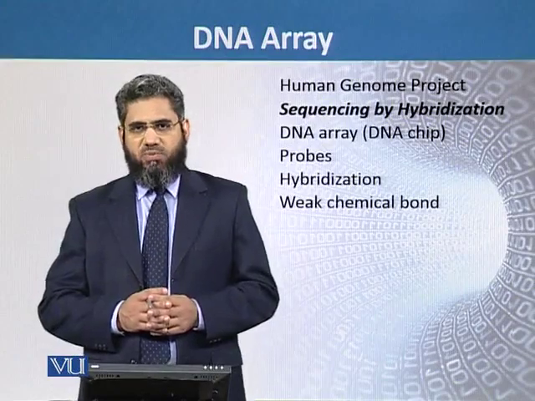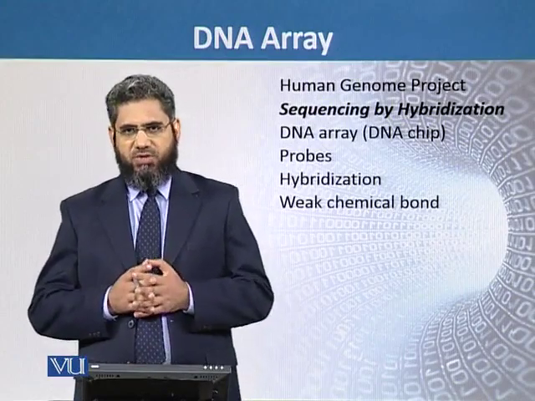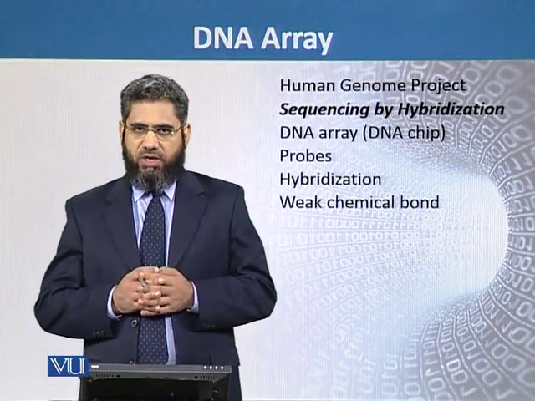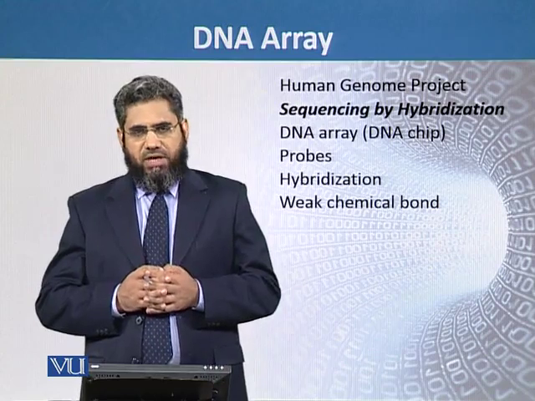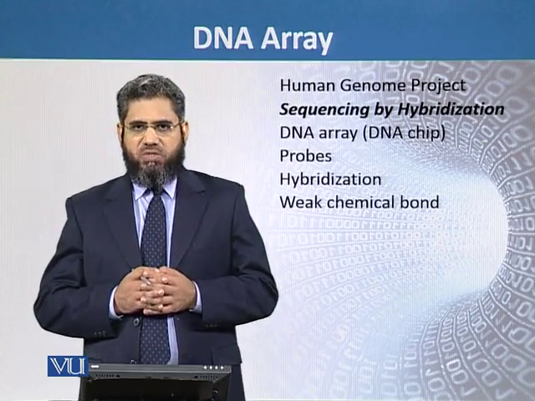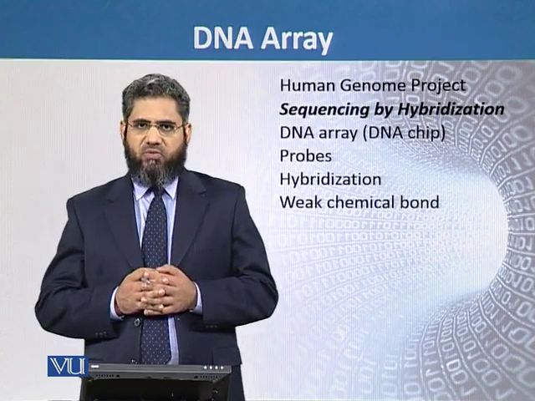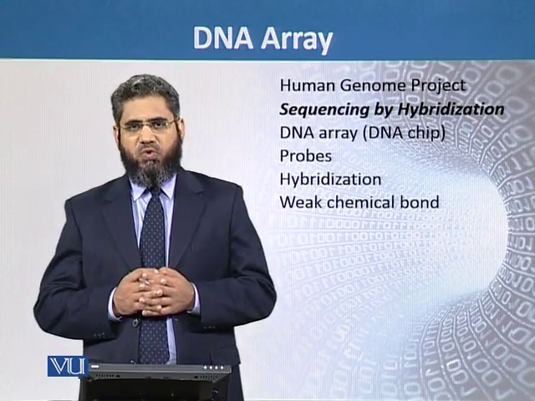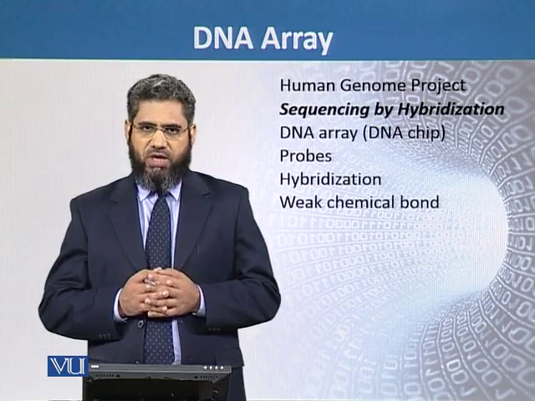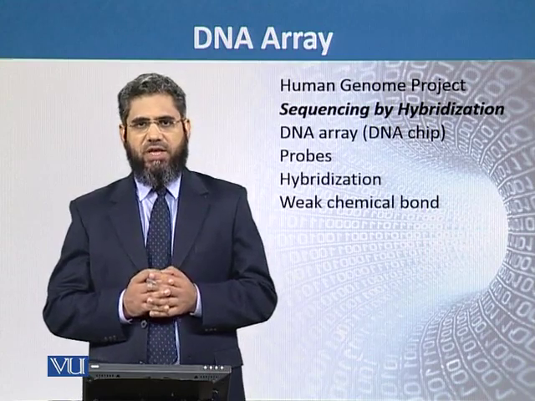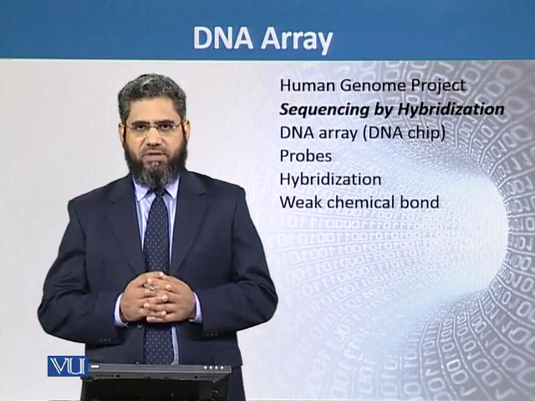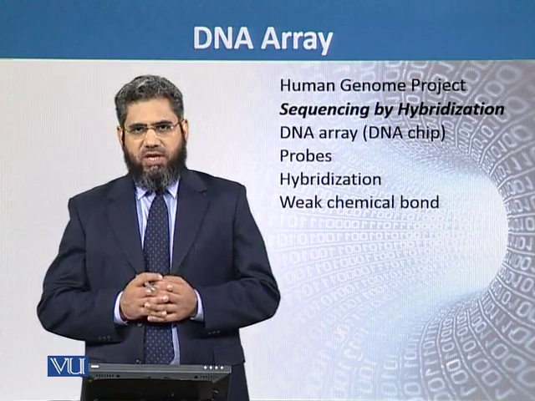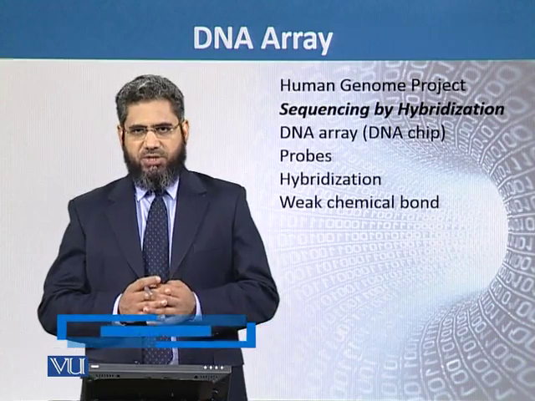When the Human Genome Project was started in 1988, the process of sequencing was used routinely. That process of sequencing was very time consuming and very difficult. But in 1988, 4 different groups working on sequencing proposed a different method, and that method was known as sequencing by hybridization.